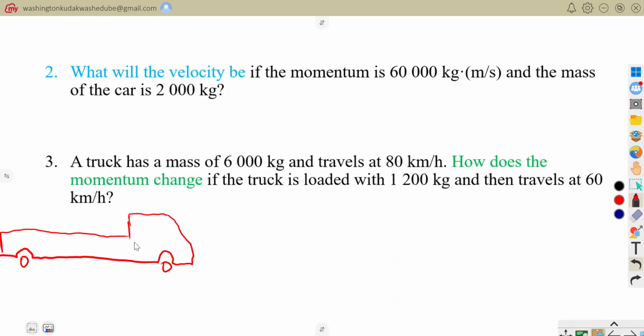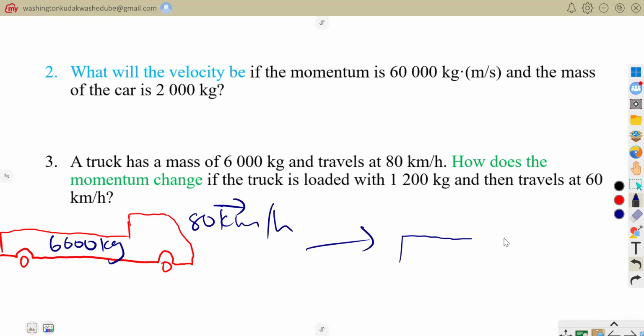So let's assume that this is the truck that they are referring to. They're saying that this truck has got a mass of 6,000 kgs and it is traveling at 80 kilometers per hour. So assume that it is in this direction. Now they're saying, how does the momentum change if the truck is loaded with 1,000 kgs and then travels at 60 kilometers per hour? The truck's mass is 6,000 kgs. Now they load it with 1,000 kgs on top.